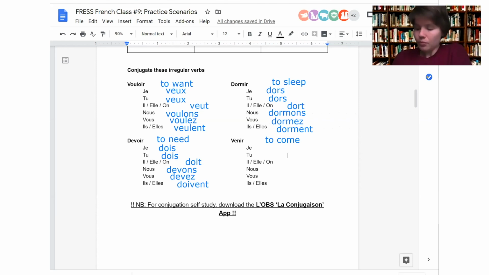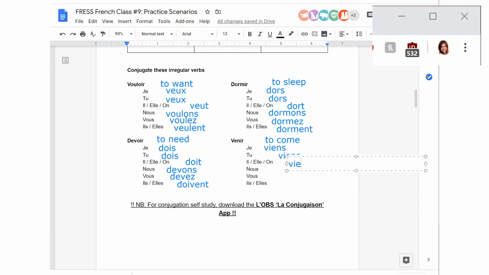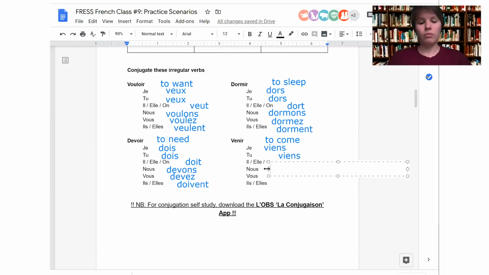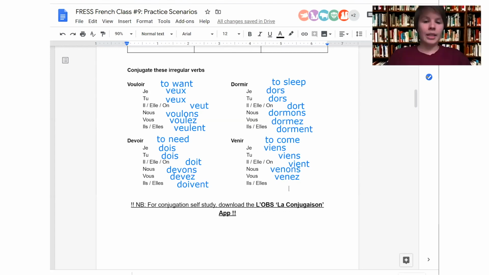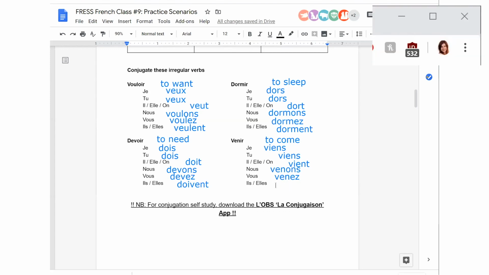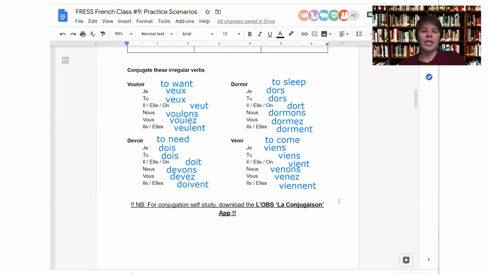And the last one, venir, is a bit different. This one is very different from the others. It's just that it's used quite a lot, so I wanted you guys to be across it. So thinking back to I come from Australia, I come from another country. Je viens. Tu viens. Il, elle, on vient, with a T. Nous venons. Vous venez. And then ils, elles viennent. Yes, like this.